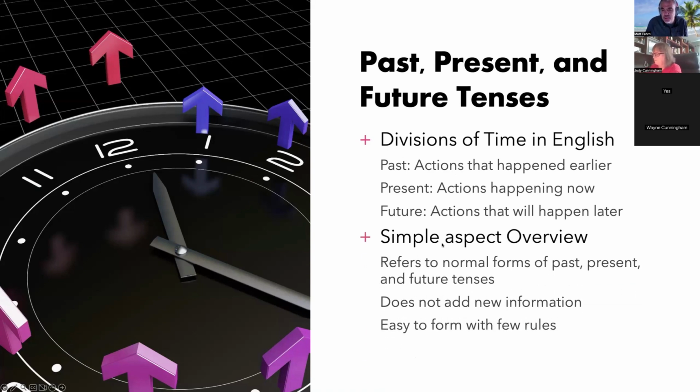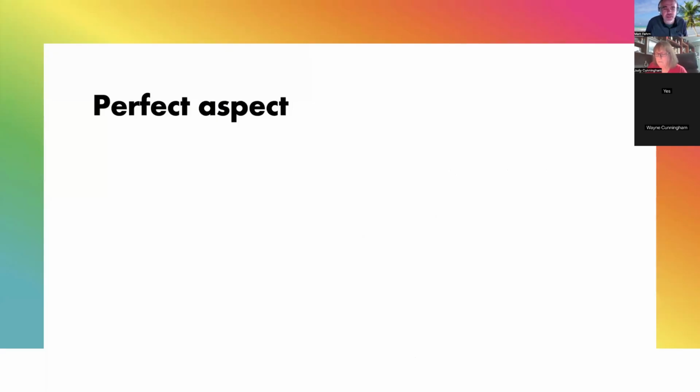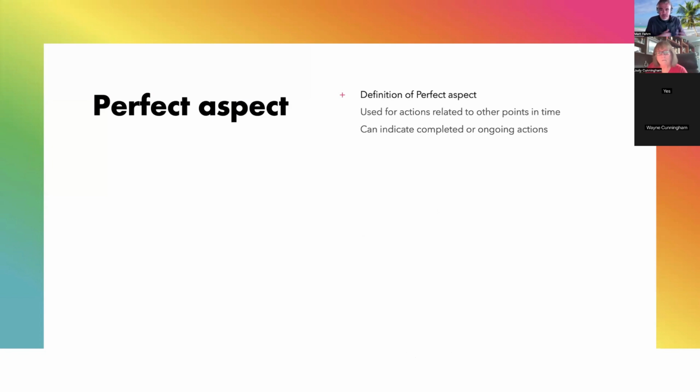So the simple aspect, right, the simple is the first one. It refers to normal forms of past, present, and future tenses. Doesn't add any information, and it's easy to form. We don't have many rules. The perfect, right, it's used for actions related to other points in time. So it can indicate something that was completed or something that's ongoing.